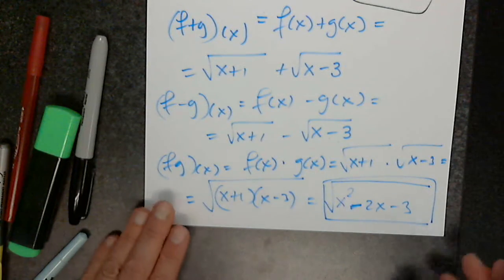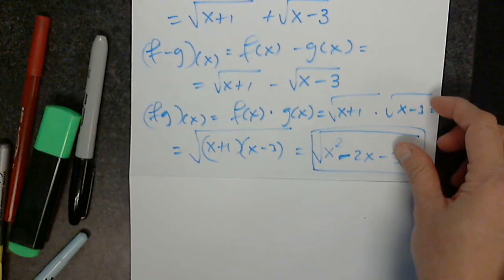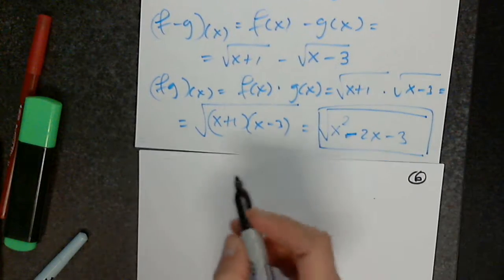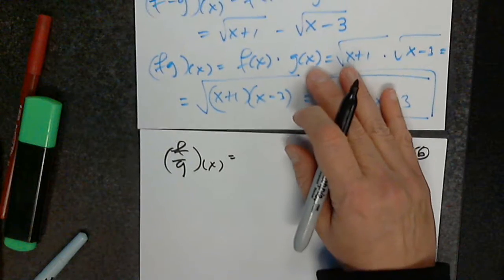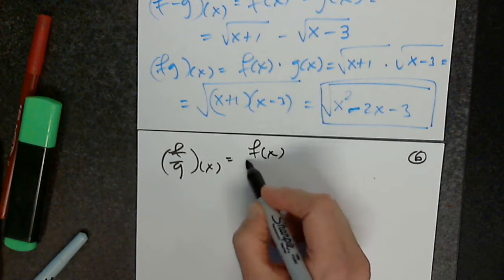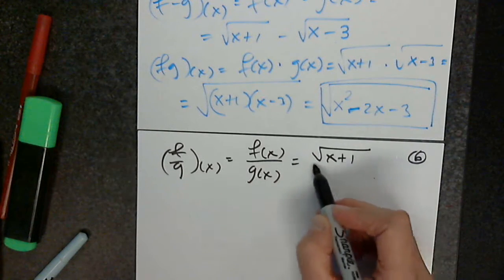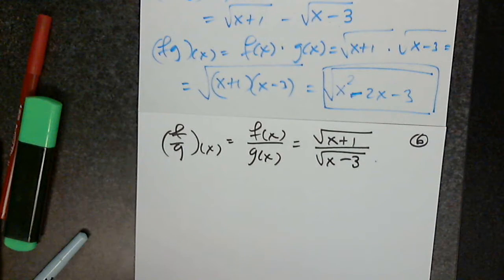Now I finally get to the ratio. So f over g of x, you already know. It's f of x over g of x. And it's the square root of x plus 1 over the square root of x minus 3. I did not have any ifs so far, but I have a big if now, and I have to write it. What is that big if all about?